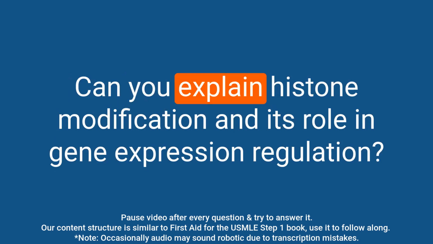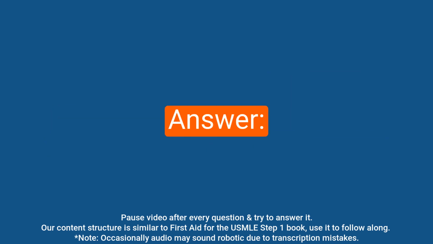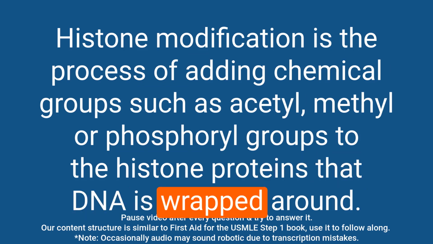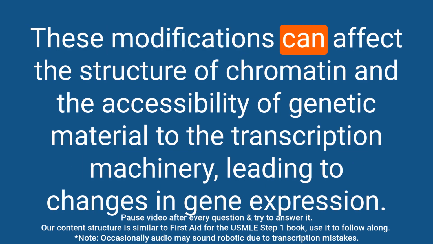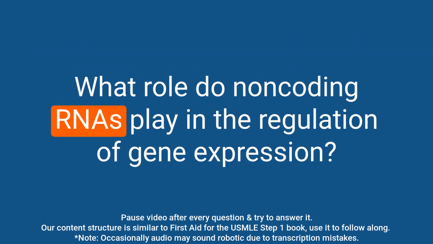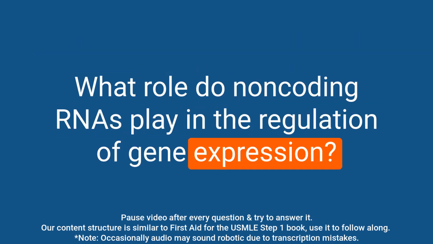Question: can you explain histone modification and its role in gene expression regulation? Answer: histone modification is the process of adding chemical groups such as acetyl, methyl or phosphoryl groups to the histone proteins that DNA is wrapped around. These modifications can affect the structure of chromatin and the accessibility of genetic material to the transcription machinery, leading to changes in gene expression.